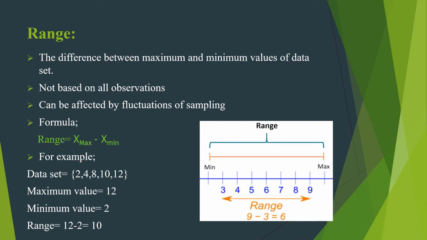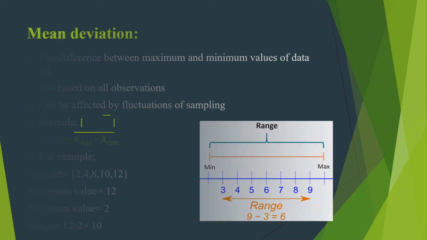Or like in this diagram we show the range with minimum and maximum. Minimum value is 3 and maximum value is 9. 9 minus 3 is equal to 6.